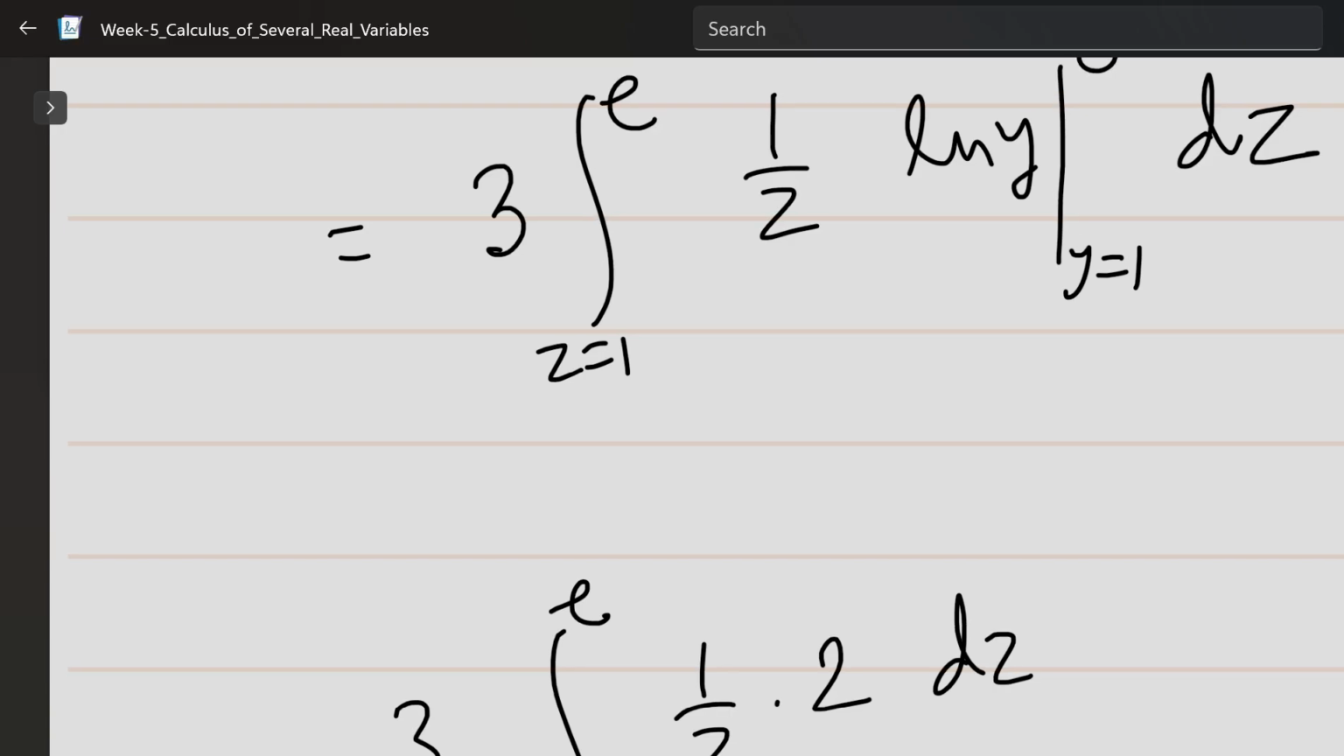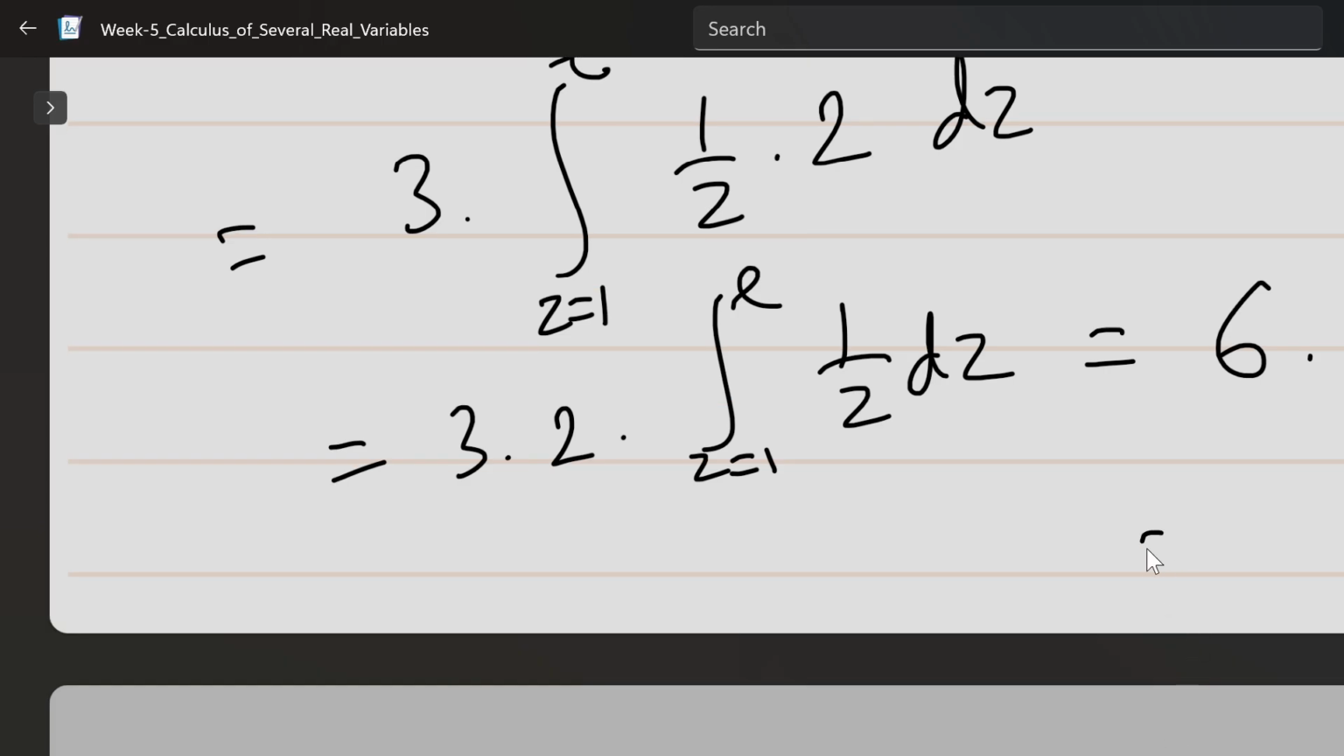3 into 2 into integral z equal to 1 to e, 1 by z dz. So it is 6 into ln z from 1 to e. ln e is 1. ln e minus ln 1, that is 1 minus 0, so it is 6. Answer: option number B.